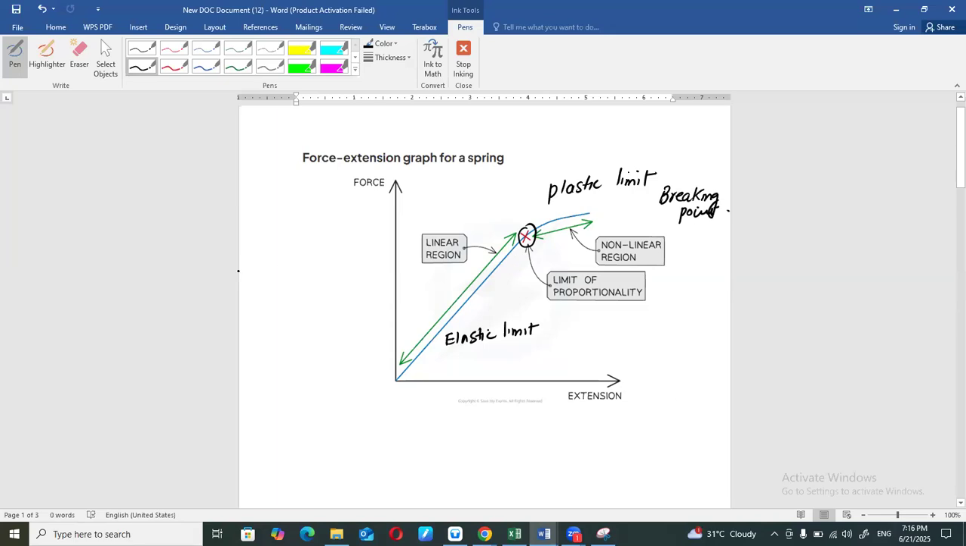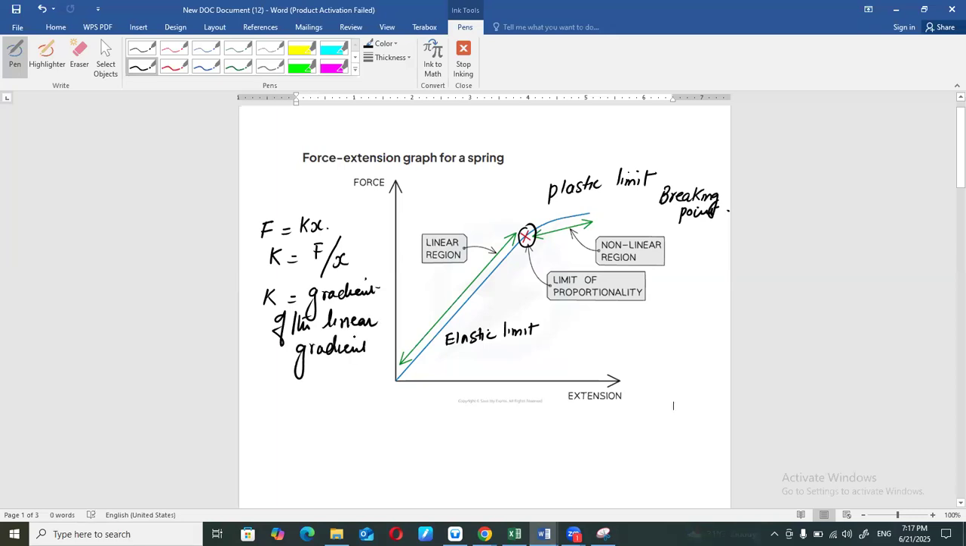So, one more thing. We know that F is equal to Kx. Now, very interesting. If you have a graph in which on the y-axis you take force and on the x-axis you take extension, you can see that the K value is equal to F upon X. To find the K value, you have to take the gradient of this linear part of the graph. So the K value can be found by finding the gradient of the linear graph.